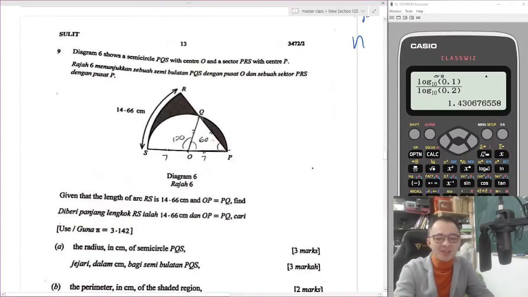Okay, so circular measure is one of the topics. If you are really weak in MF, I think this is a topic you should score. Alright.